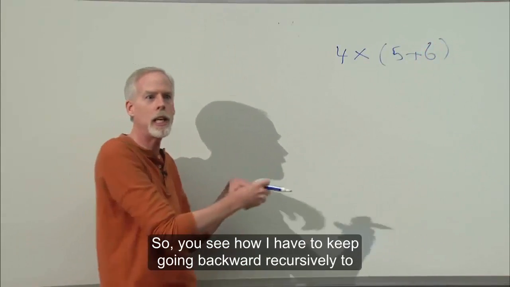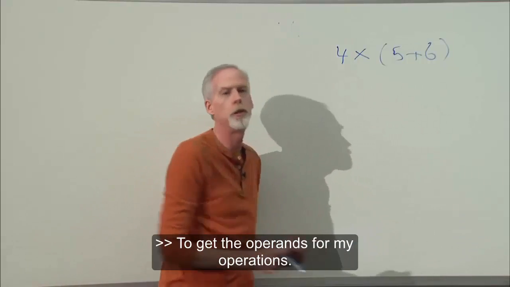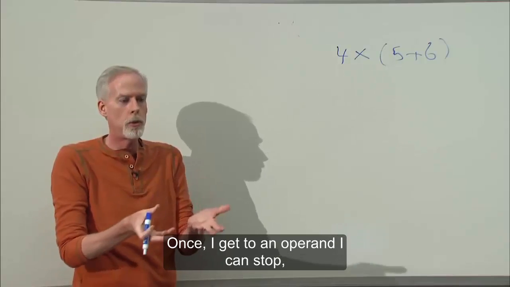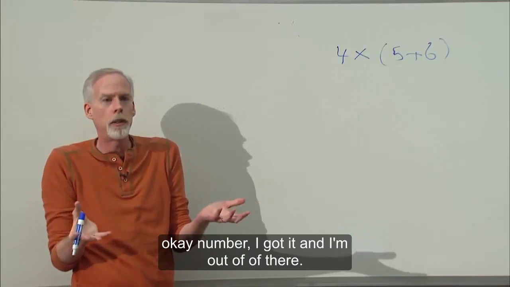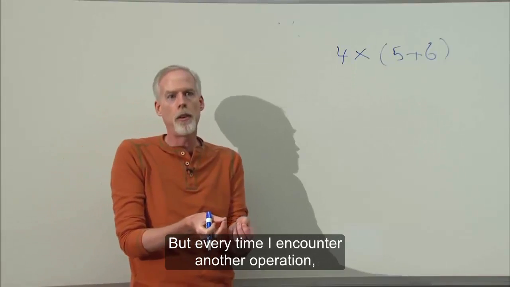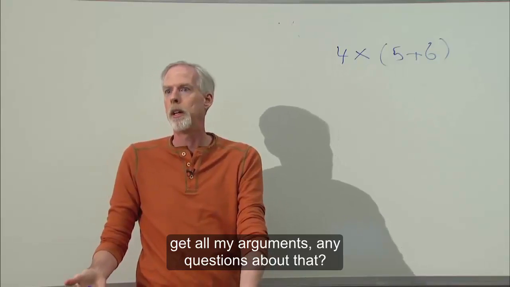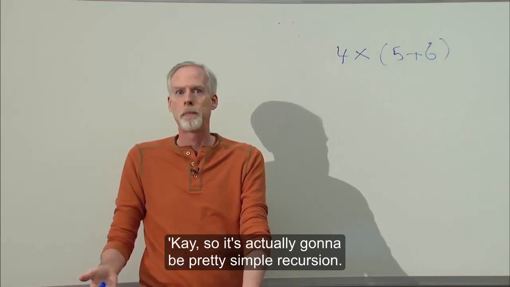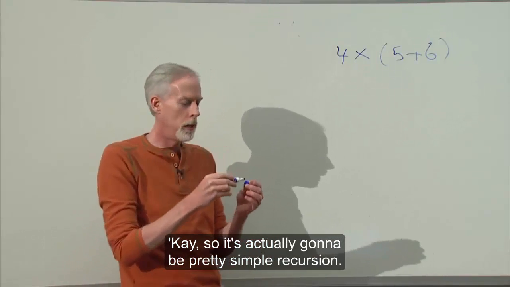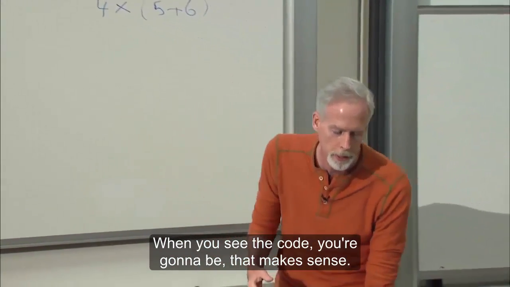So you see how I have to keep going back recursively to my evaluate to get the operands for my operations. Once I get to an operand, I can stop. Okay, as a number, I got it, and I'm out of there. But every time I encounter another operation, I have to keep going recursively to get all my arguments. Any questions about that? Okay, so it's actually going to be pretty simple recursion. When you see the code, you're going to be, oh, yeah, that makes sense.